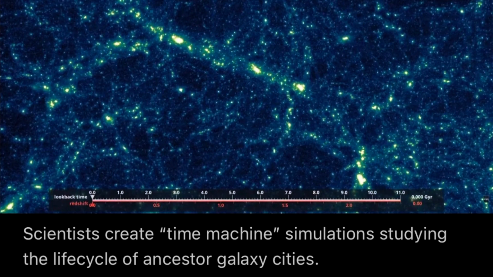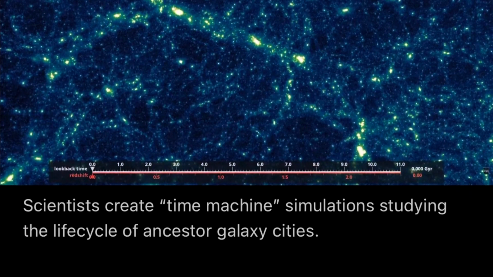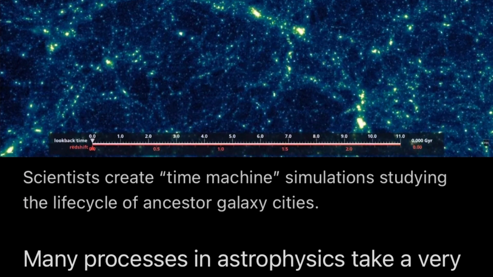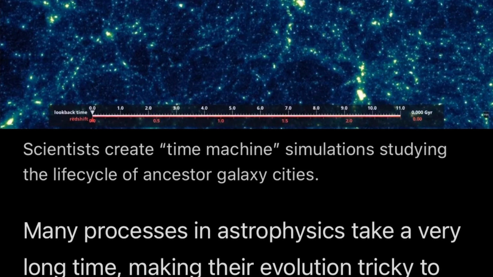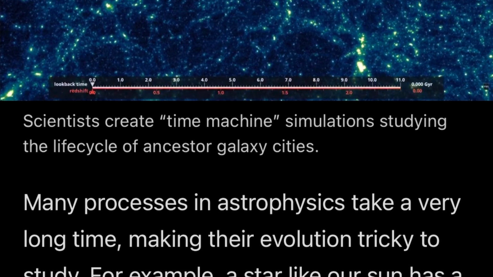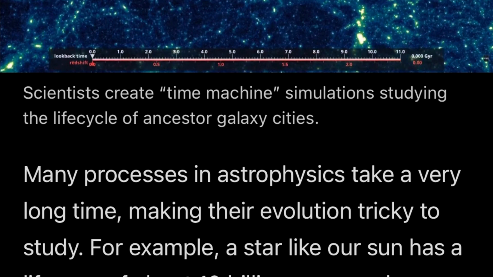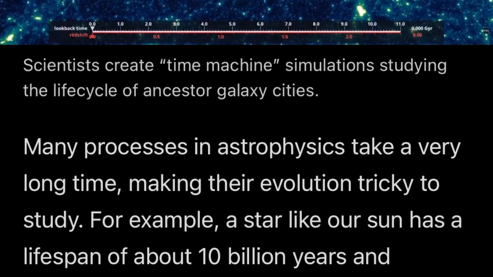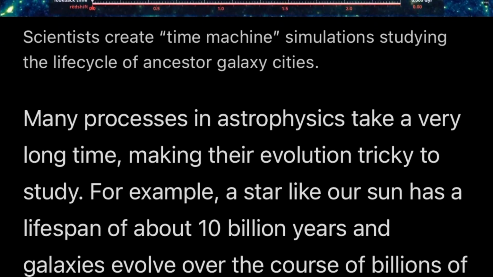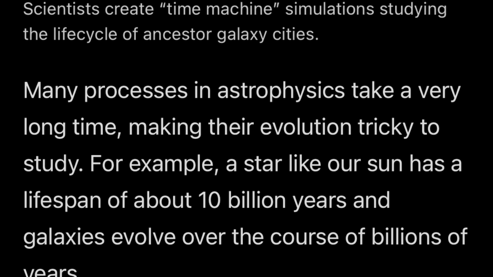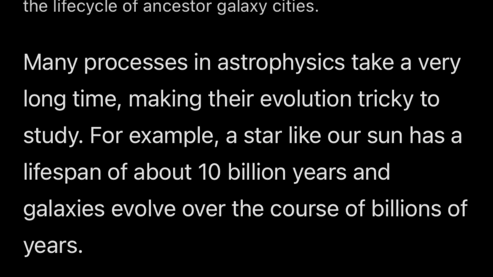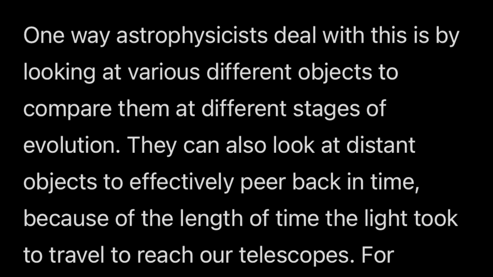Shomase! I saw this article. Astrophysicists create time machine simulations to observe the life cycle of ancestor galaxy clusters. Many processes in astrophysics take a very long time, making their evolution tricky to study. For example, a star like our sun has a lifespan of about 10 billion years, it says.